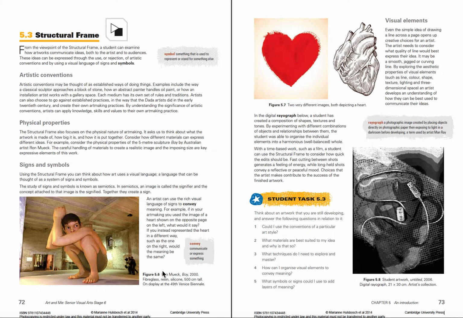Okay, on first viewing of that, you say, okay, it looks really realistic. It's a boy crouching down, but the significance of Boy is the physical properties of the size and the scale. It's a 5 meter sculpture. It is by an Australian artist, Ron Mueck, and the careful handling of materials has created a realistic image, and the imposing size are the key expressive elements of this work.